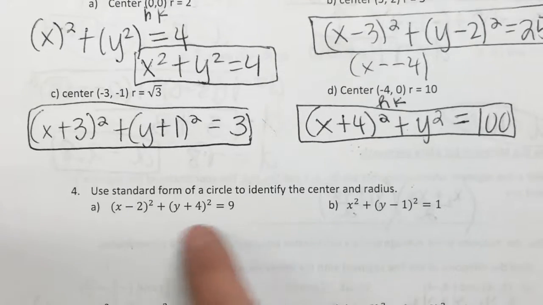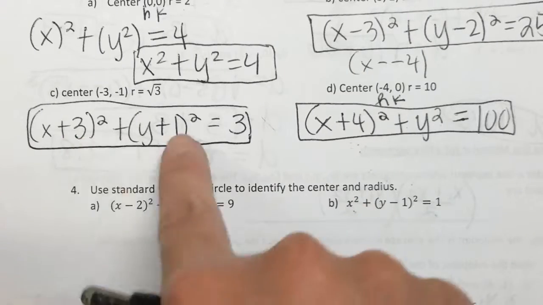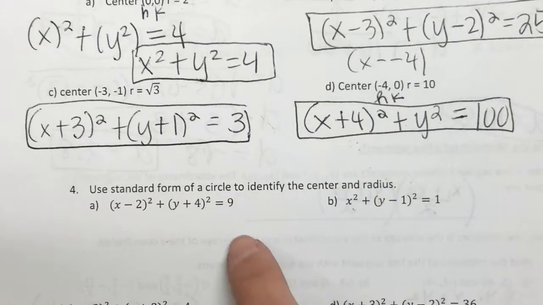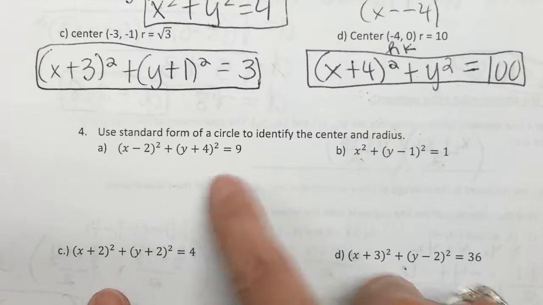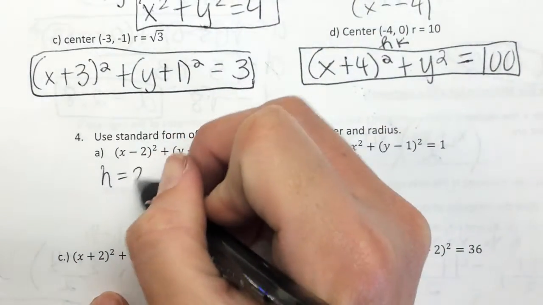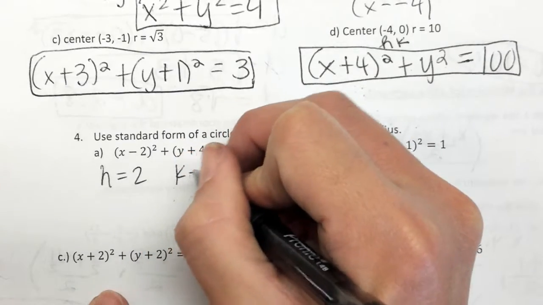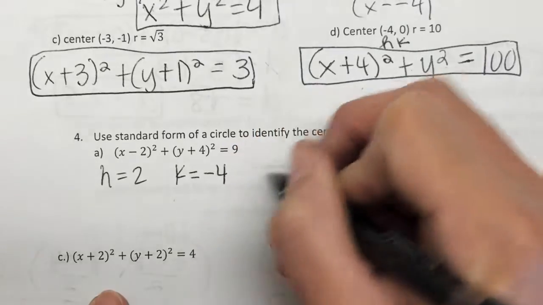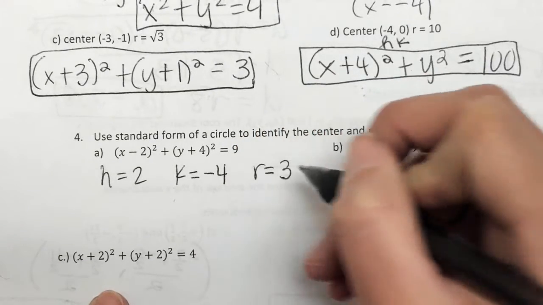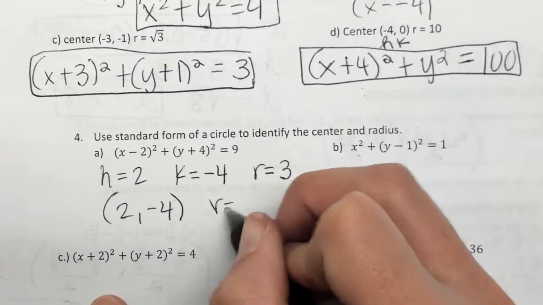So now we're going to take a circle in standard form and identify the center, which is H, K, and the radius. Okay? So look in here, what would H be? 2. Good. Same thing here, you just change the sign. K would be what? And R? 3. Very good. So the center would be at 2, -4. Radius would be 3.